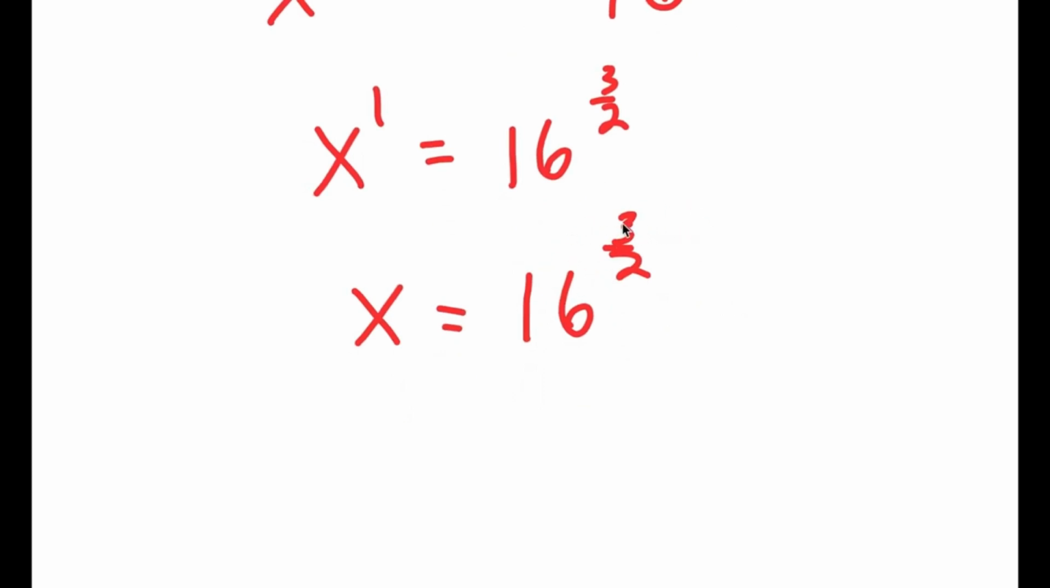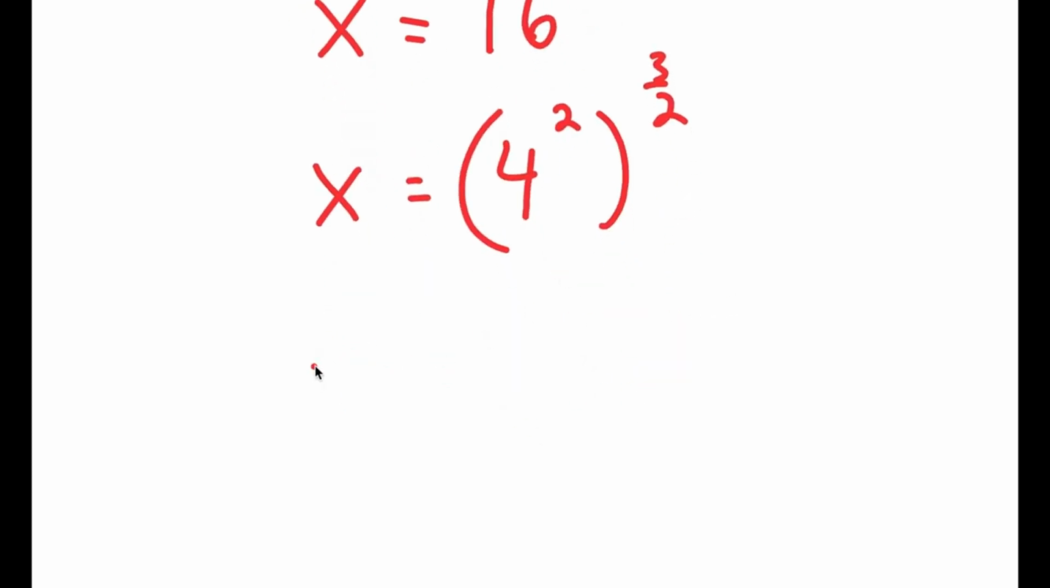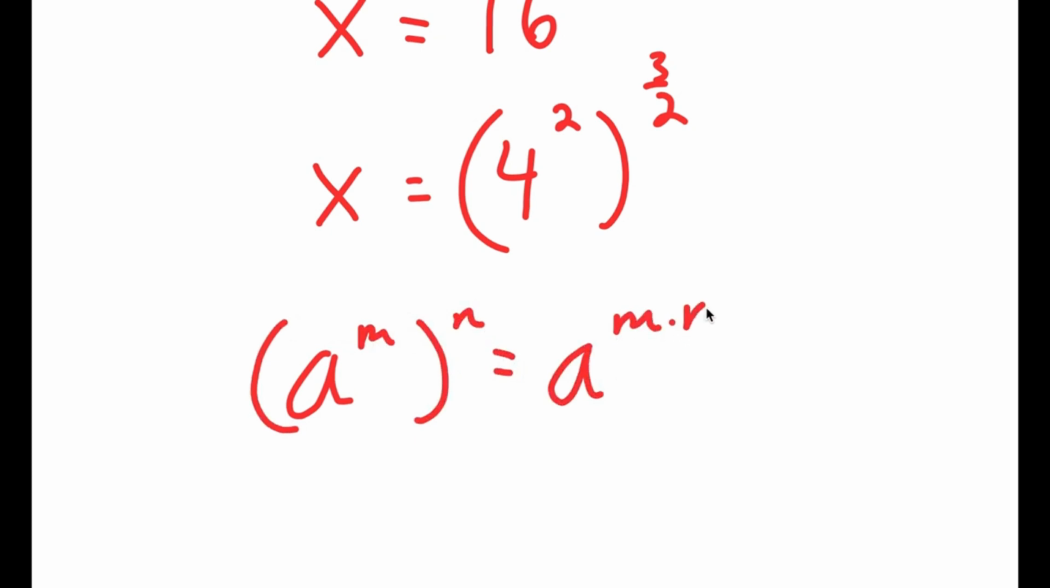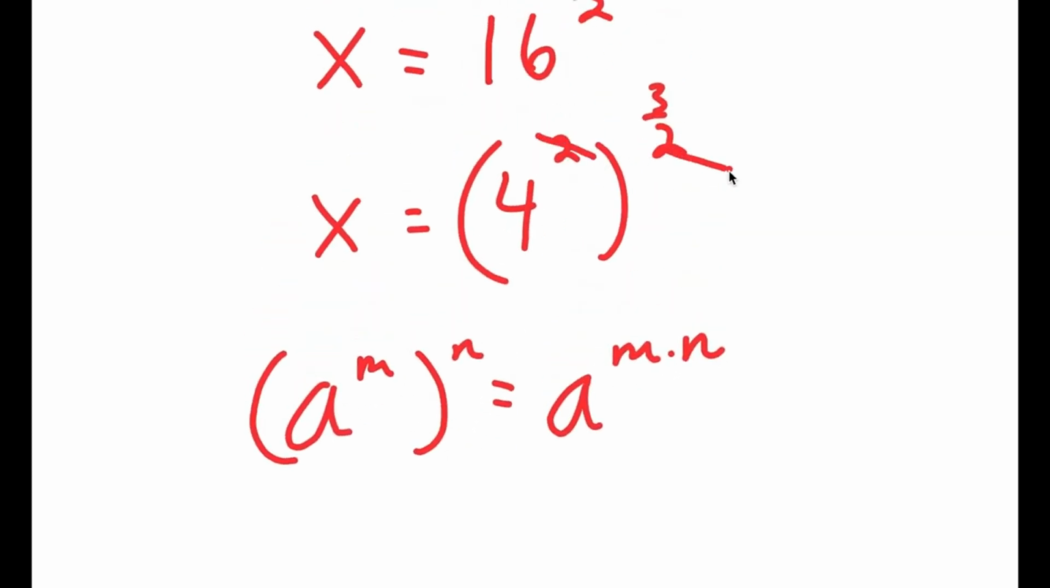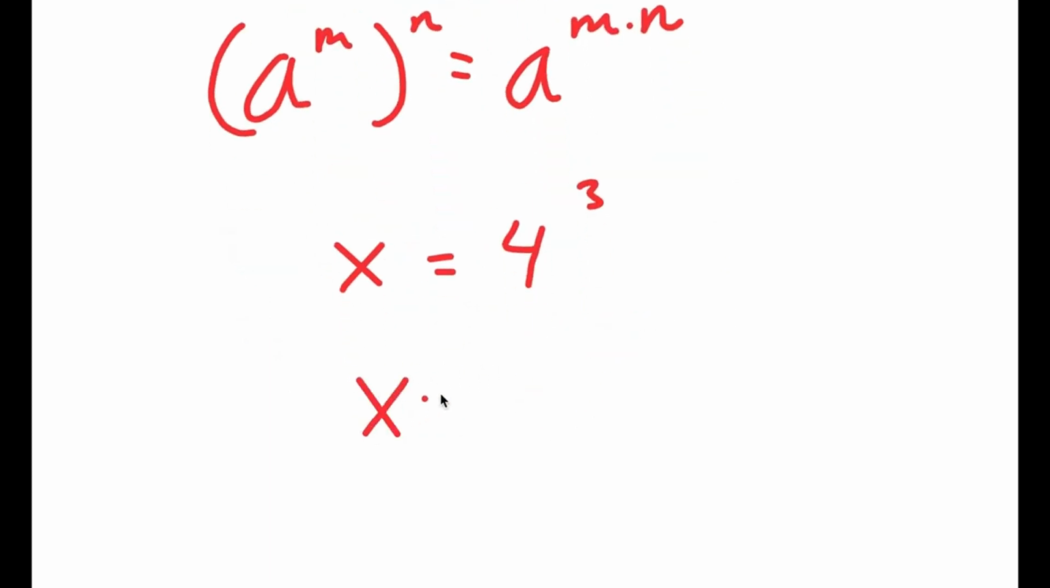16 to the power of 3 over 2 is the same thing as (4 squared) to the power of 3 over 2. And again, if I have something in the form (a to the power of m) to the power of n, this is equal to a to the power of m times n. So these two cancel out, and I get x is equal to 4 to the power of 3, and 4 to the power of 3 is equal to 64. So I get x is equal to 64.